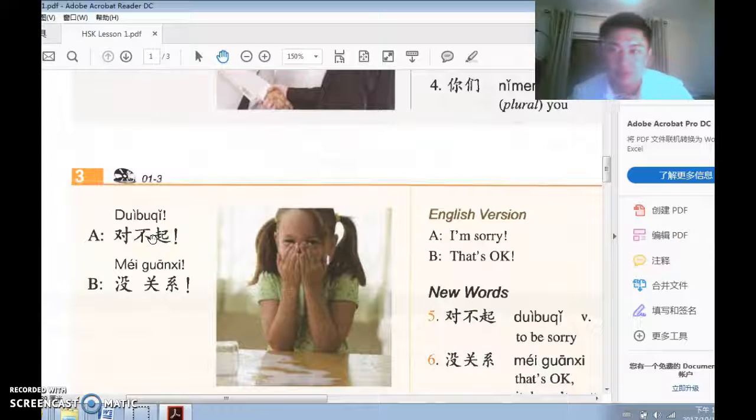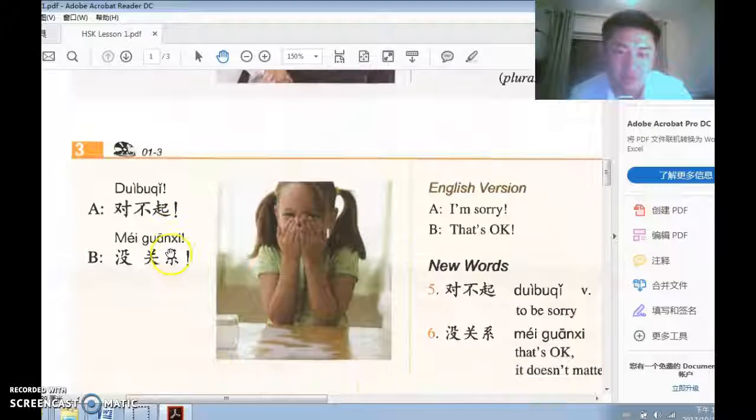The third conversation is about apologizing. A says 对不起. There's no tone here. 对不起. That means I am sorry or sorry. And to answer that, 没关系, means doesn't matter. It's okay. Don't worry. So that's what it means. Actually, literally, it means no relation. Mei is no.